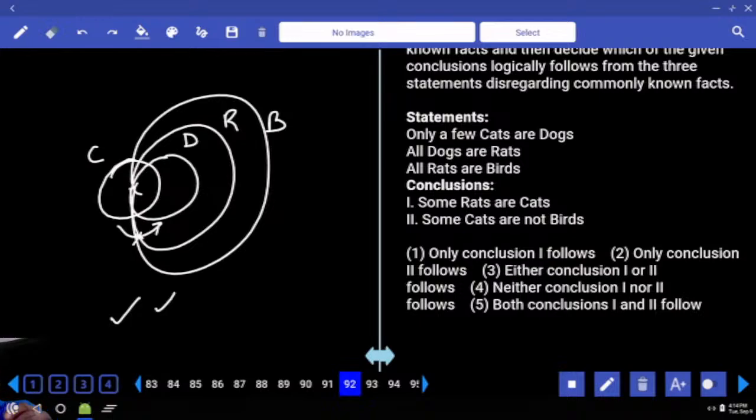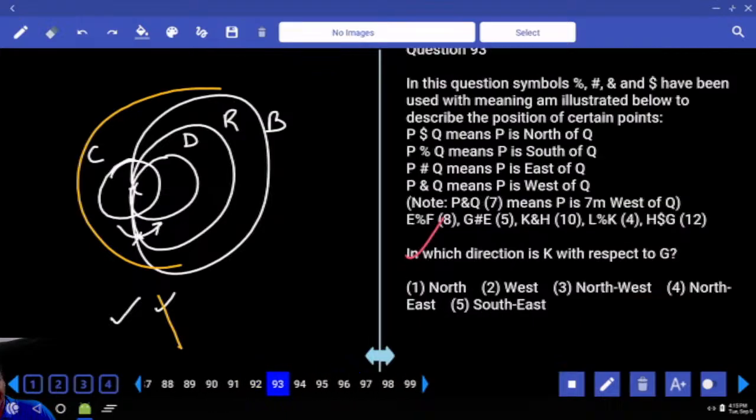Now to make this one fall, all cats are birds. As all cats are birds, we are able to write like this. And this is an alternate diagram to the previous conclusion form. And so only one follows, choice 1 for 92. Done? Then 93 onwards, 93 to 95.